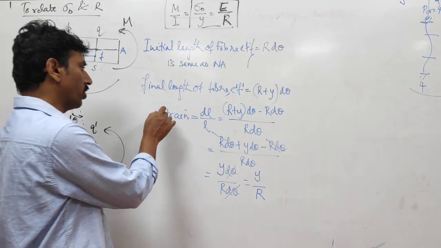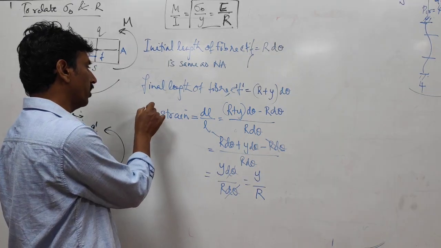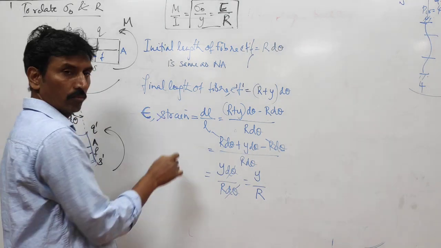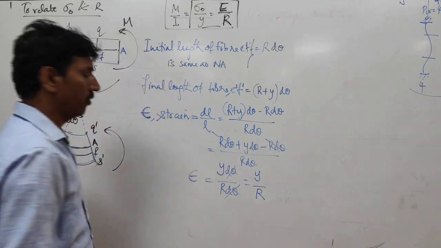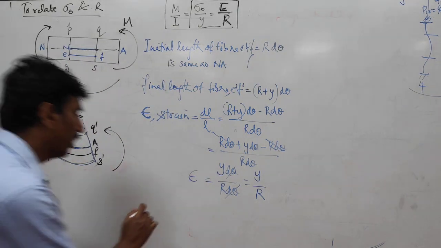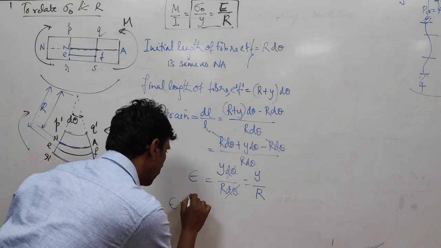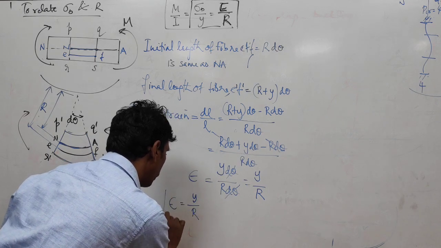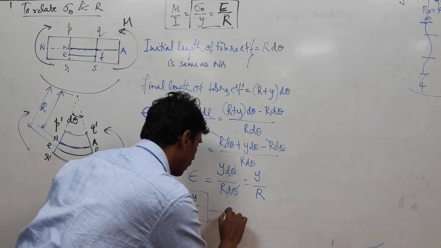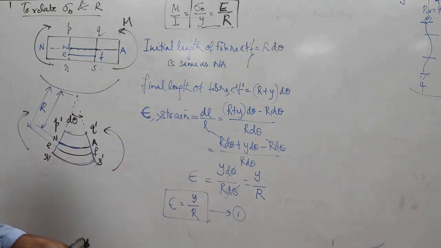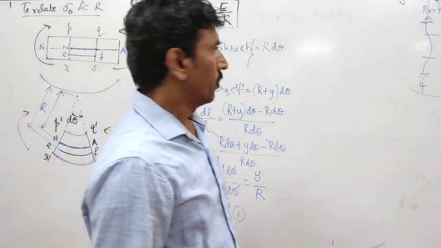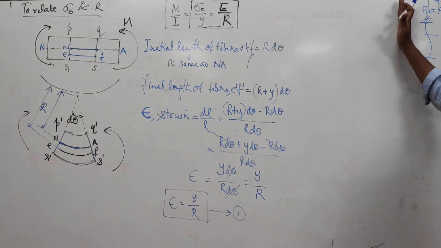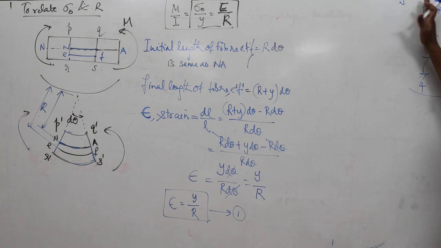And let us not use the word strain here. Let us use the symbol epsilon. So finally we can write that epsilon is nothing but y by r. Epsilon is strain. So call this equation 1. Okay, is it seen up to this? Can everyone see?